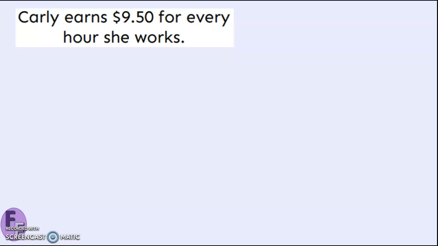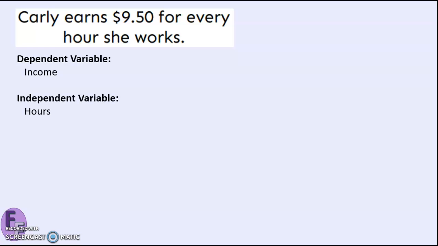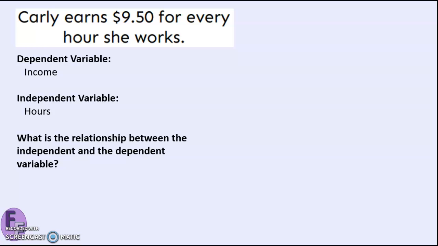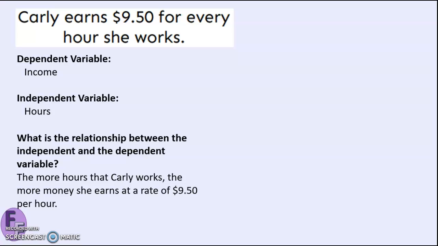Let's look at this example. Carly earns $9.50 for every hour she works. Well, our dependent variable is the income. This is going to change depending upon the amount of time that Carly works. So our independent variable is hours. Now, the relationship between the independent and dependent variable can be described as the more hours that Carly works, the more money she earns at a rate of $9.50 per hour.